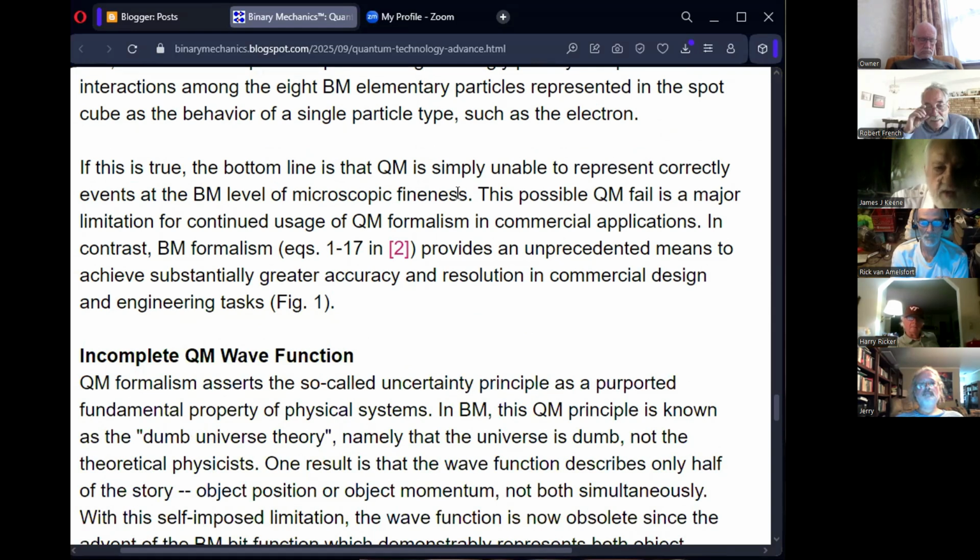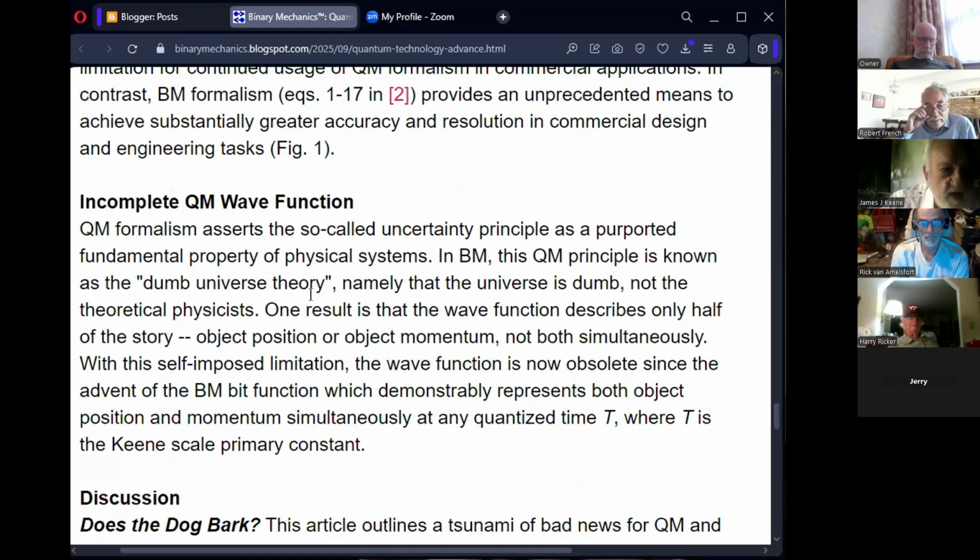This possible QM fail is a major limitation for continued usage of its formalism in commercial applications. Here enter in the chip companies like NVIDIA, Intel, Qualcomm, and so forth. They're going to need something better than quantum mechanics if they want to stay ahead of the game. In contrast, binary mechanic formalism provides an unprecedented means to achieve substantially greater accuracy and resolution in commercial design and engineering tasks. Here's our last point before the discussion.